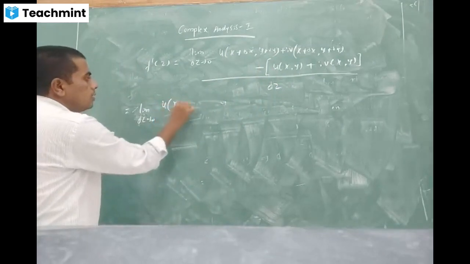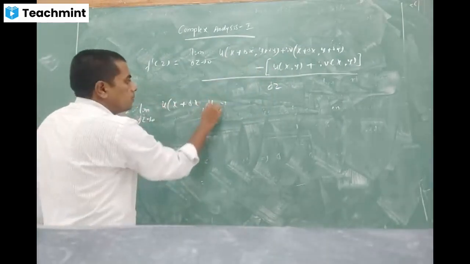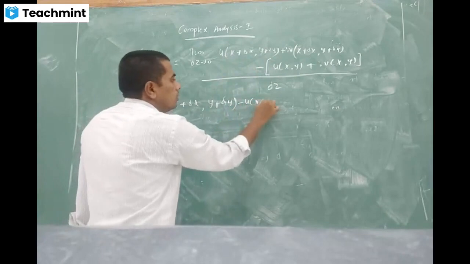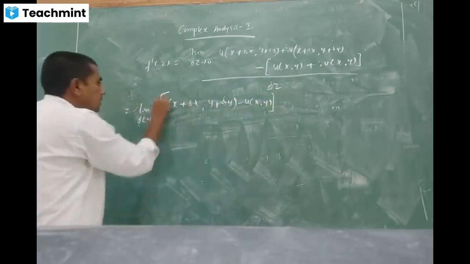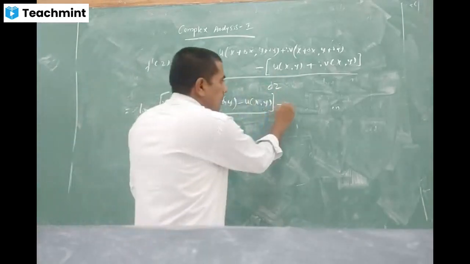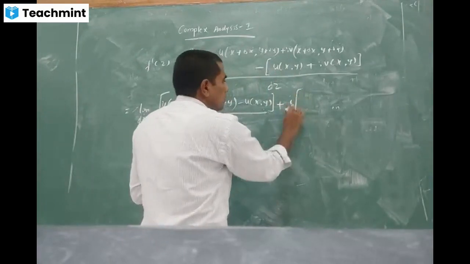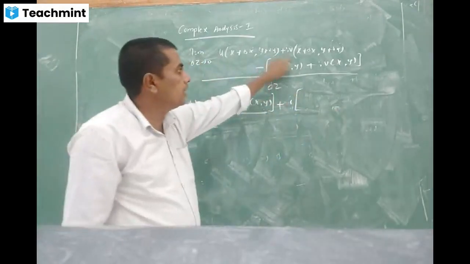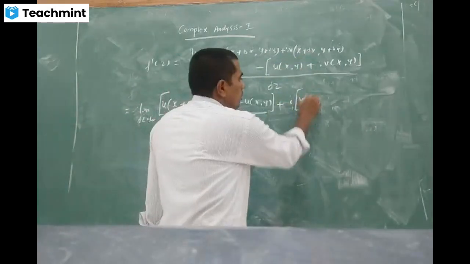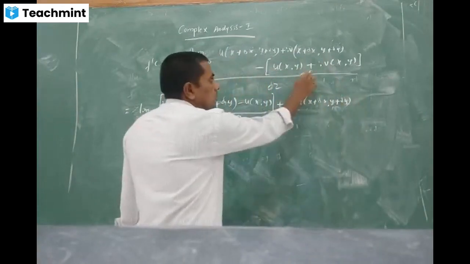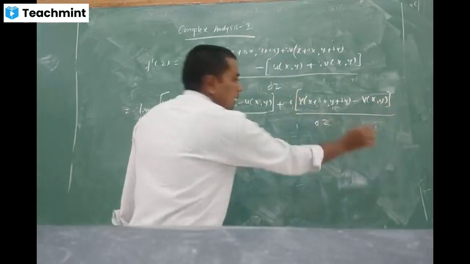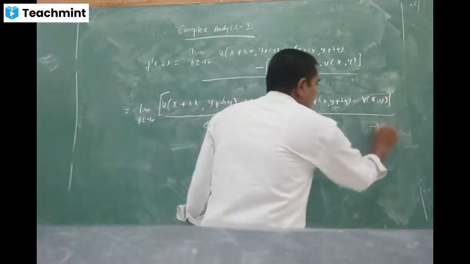So u of x plus delta x comma y plus delta y real part minus u of x comma y, so this is your real part divided by delta z. Don't split, real part and imaginary part plus I into, next imaginary part, we have taken I as a common term. Fine. So the remainder is v of x plus delta x comma y plus delta y, so minus into plus is minus v of x comma y divided by delta z. So call this equation number 1.